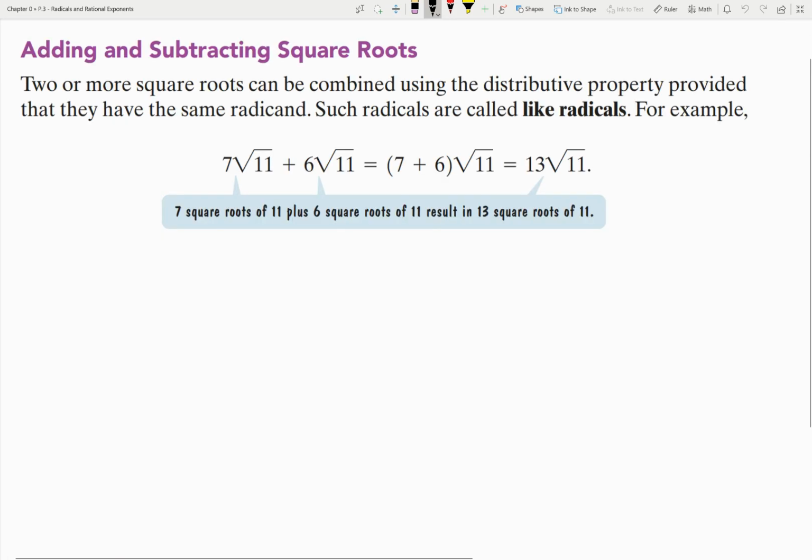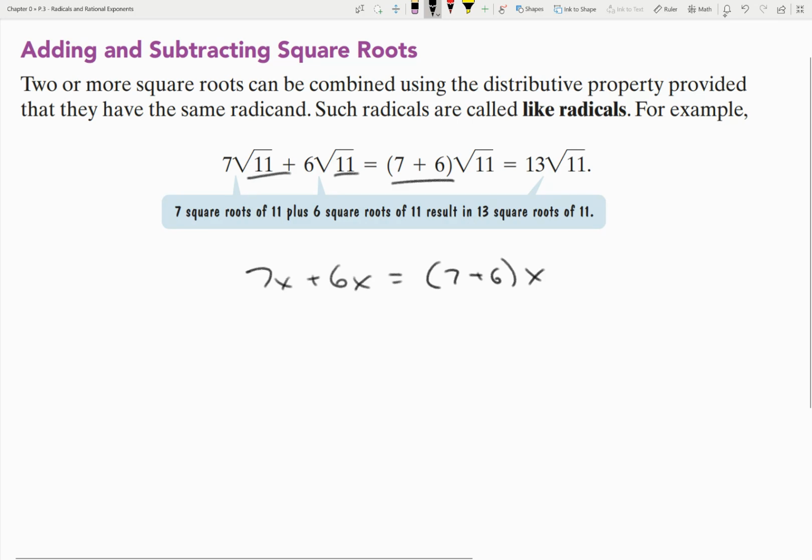Okay, so adding and subtracting square roots. So 2 or more square roots can be combined using the distributive property provided they have the same radicand. The stuff underneath the radical is exactly the same. These are called like radicals. Just like we were adding something with like terms, right? The way we do that is we factor out the x and then we can combine the 7 and the 6. We really don't need to write that middle step. We can just realize that they are like radicals and they add together.